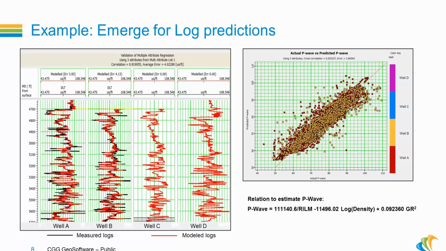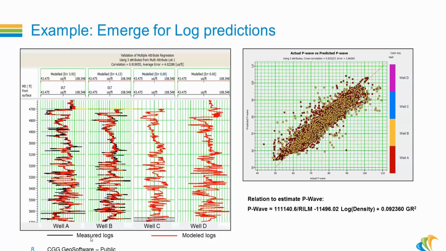Another example is estimating P-wave log at well C and well D using the available logs in well A and well B. As shown here, the measured logs are available in black in well A and well B, but they are not available in well C and D.